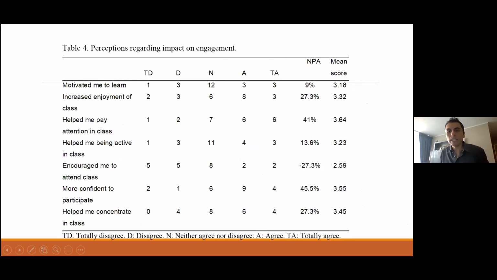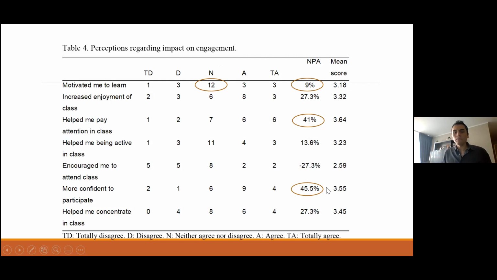And finally, in terms of engagement, again, the responses were quite neutral. They didn't think that the application motivated them to learn, and that affected their engagement, as we'll see in the focus group interviews. They did think that it helped them pay more attention in class, so it made them focus more on what they were doing.